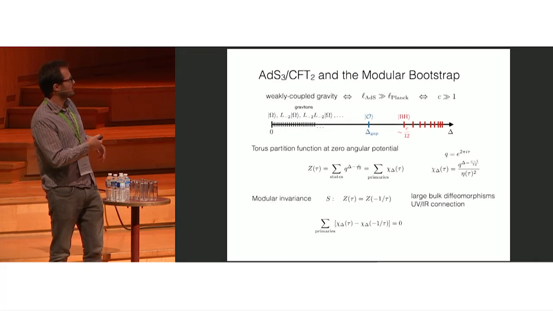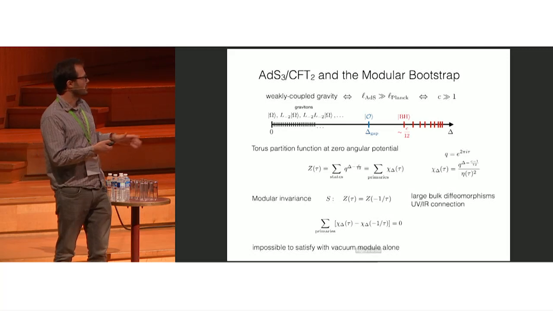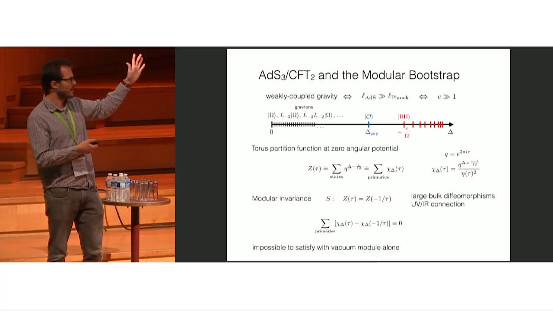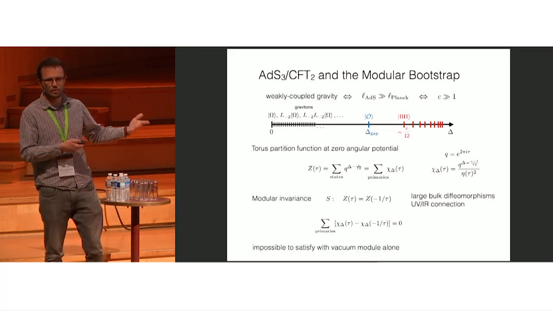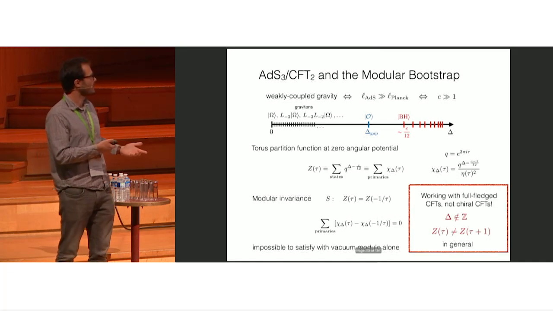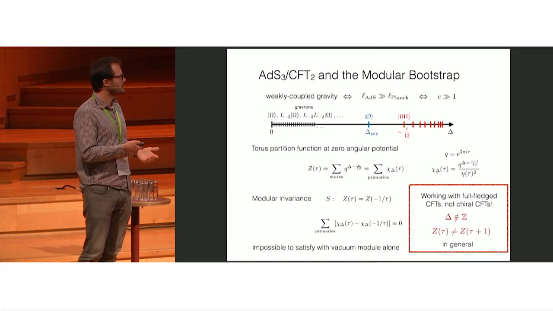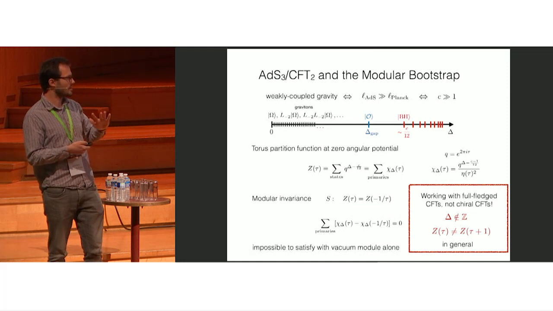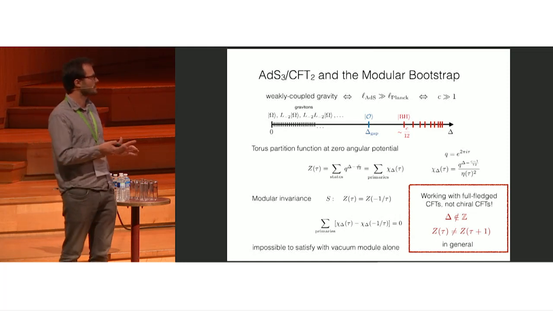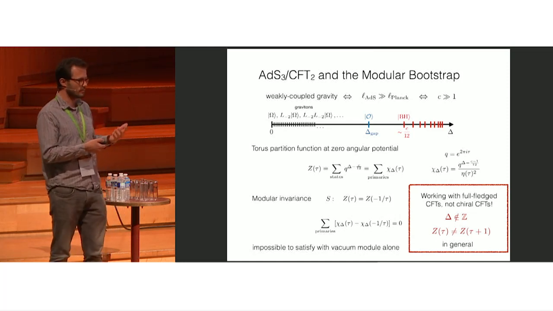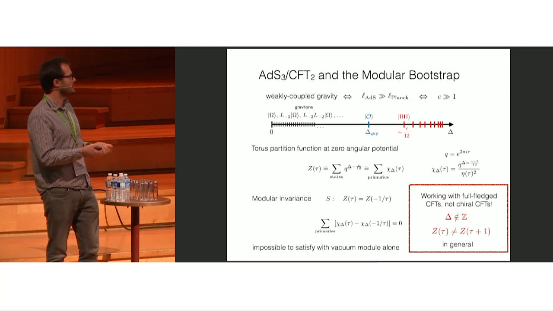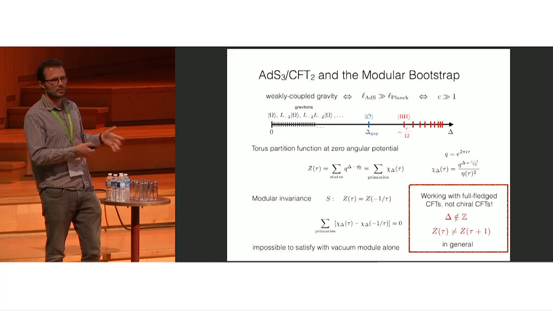You can organize the equation in this way, sum of primaries of the difference of the characters equal to zero. And you can already see this is impossible to satisfy just with the vacuum module, because the vacuum character is not invariant under the S transformation. Let me stress that I'm working here with full-fledged CFTs, not necessarily chiral CFTs, so the scaling dimensions can be generally non-integer, and this function defined over here does not generally satisfy invariance under the T transformation.